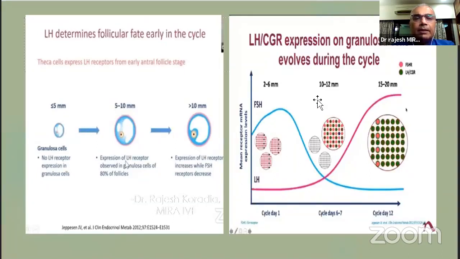The same fact has been shown here. In granulosa cells of follicles less than 5 millimeter, there is no LH receptor expression. When the follicle grows to 5 to 10 millimeter, LH receptor expression is observed in the granulosa cells of 80% of the follicles. And in a follicle more than 10 millimeter, the expression of LH receptor increases while FSH receptor decreases.